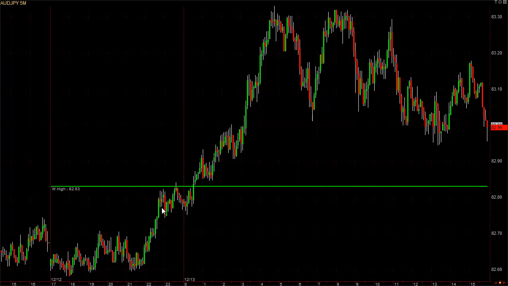As you can see on this Australian yen chart, the previous week's high acted as a major area of resistance. There was selling there, and then when the price broke through there, the trend exploded up, and even after this pullback, tried to go higher.